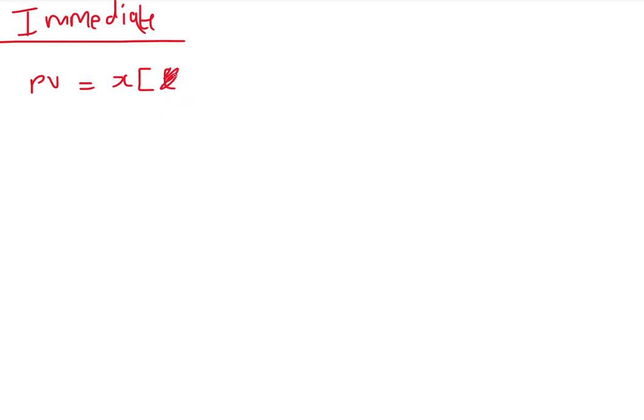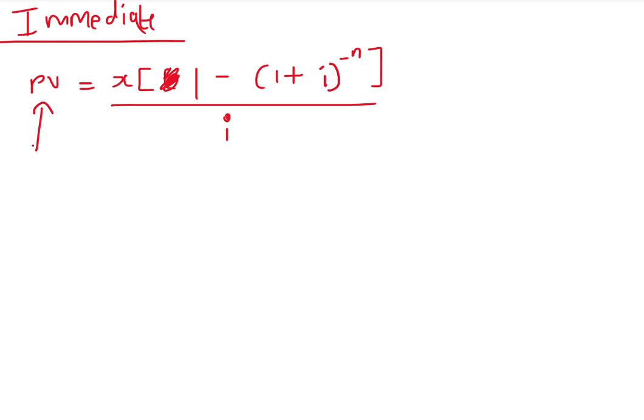Let me remove this bracket. It's 1 minus (1 plus the interest rate) to the power of negative n, and then I'm going to divide everything by i, which is the interest rate. Now let's draw a timeline, but we don't necessarily need a timeline for this. The present value is the loan amount if I'm dealing with a loan.